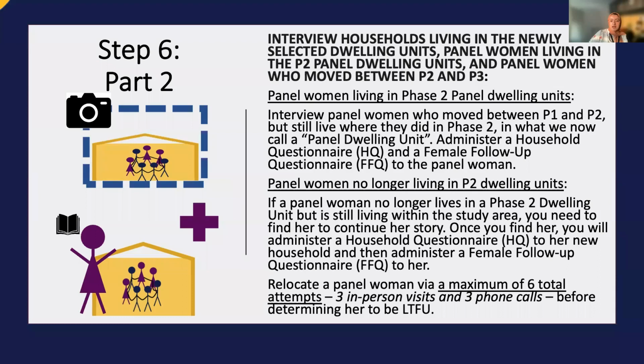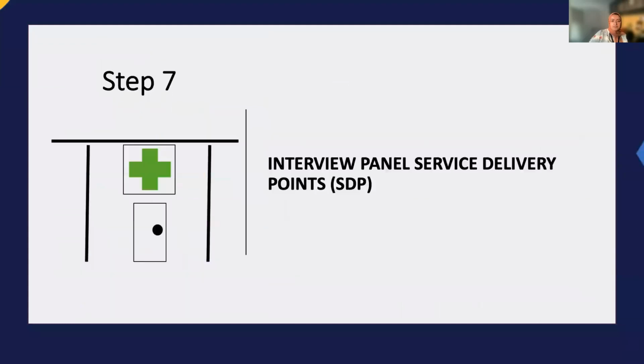And there's also the case of panel women who no longer live in phase 2 dwelling units. So if a panel woman no longer lives in a phase 2 dwelling unit, but is still living within the study area, you need to find her to continue her story. Once you find her, you will administer a household questionnaire to her new household and then administer a female follow-up questionnaire to her. The rule of thumb when relocating a panel woman is trying for a maximum of 6 total attempts, 3 in-person visits and 3 phone calls. And you do this 6 times before you actually determine her to be lost to follow-up.